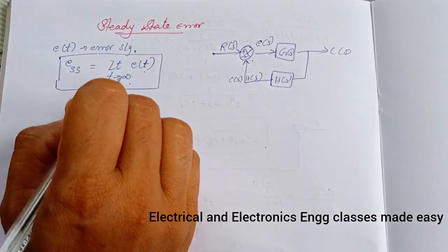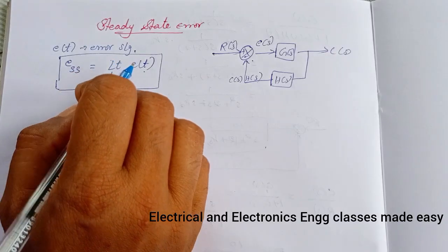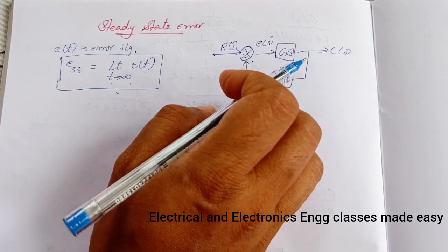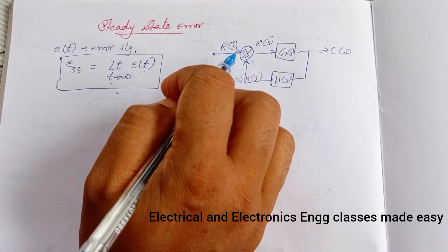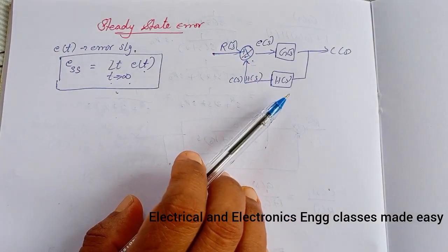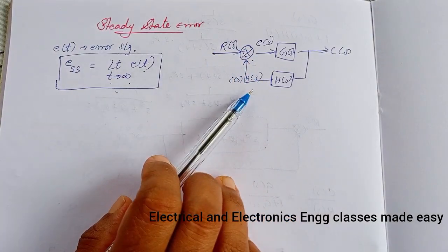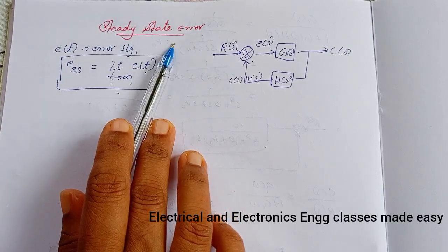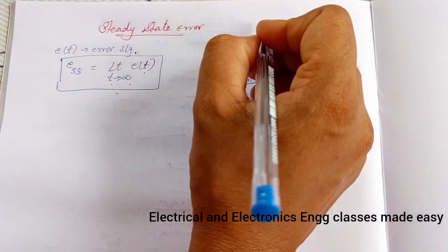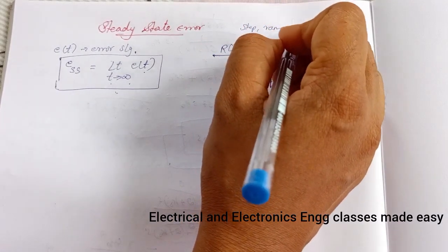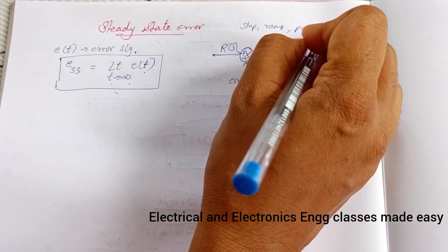and these errors arise from the nature of the input, the type of the system, and the non-linearity of the system components. The steady state performance of a stable control system is generally judged by its steady state error to step, ramp, and parabolic inputs.